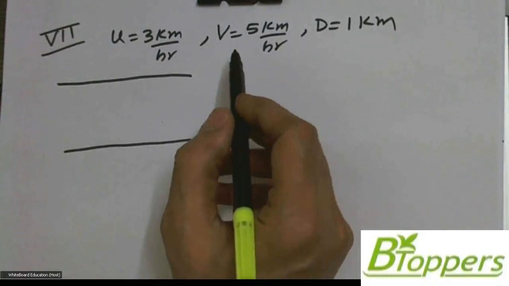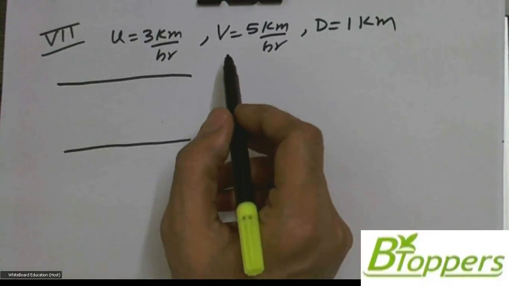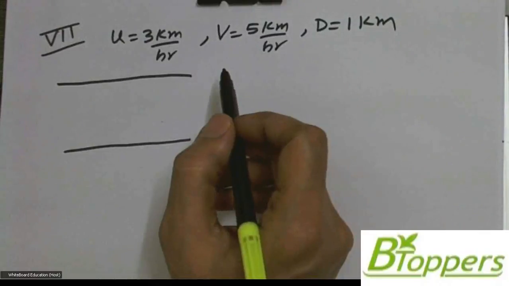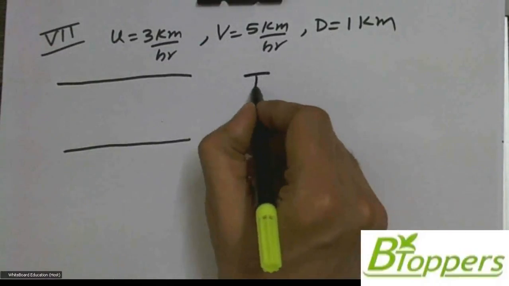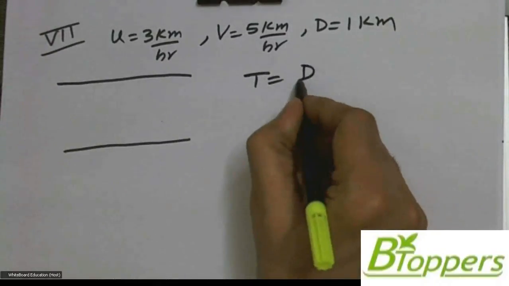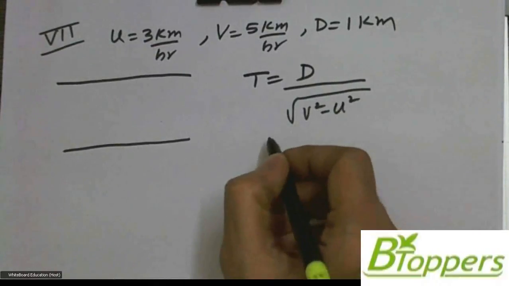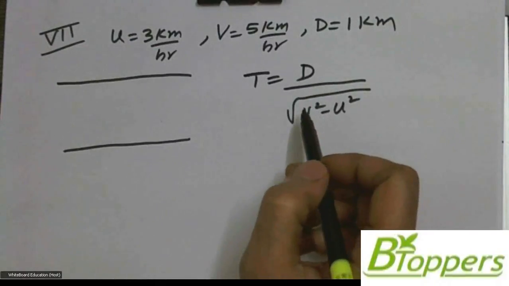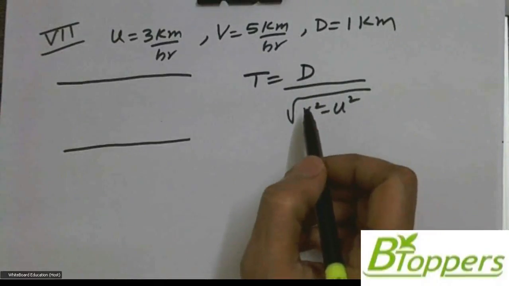The problem is given in objective type model in competitive examinations. You can directly use the conclusion I have discussed earlier in case 2. That is, the time taken by the boat to cross the river along the minimum distance path is given by T equal to D by root of V square minus U square. You can directly use this conclusion in multiple choice questions in competitive examinations.